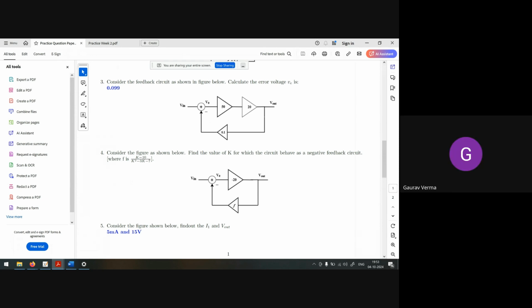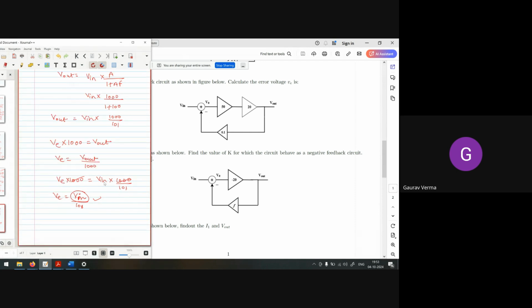Yes, sir. As per the system, it should be positive feedback. Why? The F value comes out to be negative. With k equal to 6, F comes out to be minus 4 by 11 for me. And then if we break the loop, V out will be negative after F, and then we are subtracting it from V in. So that will make it positive.